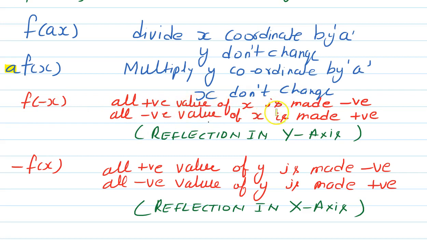So all positive values of x are made negative and all negative values of x are made positive. In a nutshell, reflection in y-axis, right? And when it is minus f(x), all positive values of y are made negative and all negative values of y are made positive, and it will be reflection in x-axis, right? So this is the way we do it, and if you can remember these rules, it is going to help you for your exams.